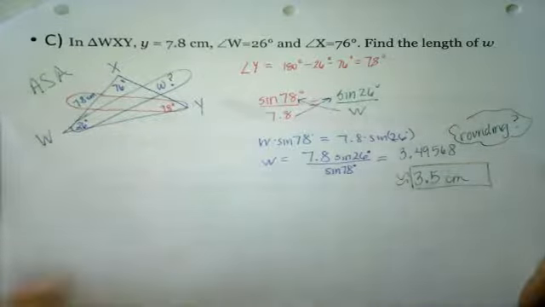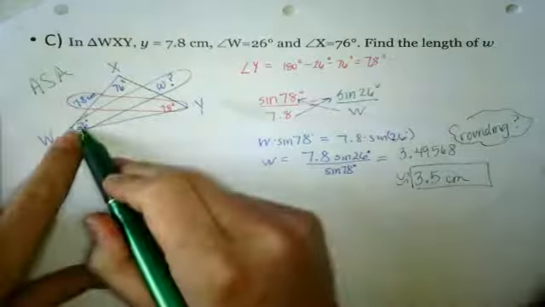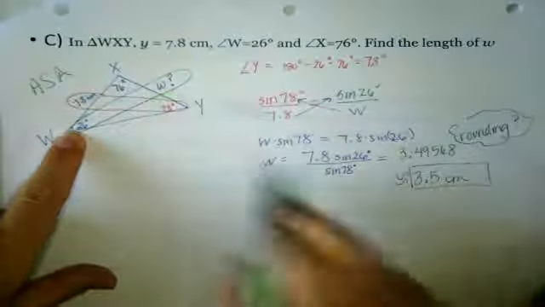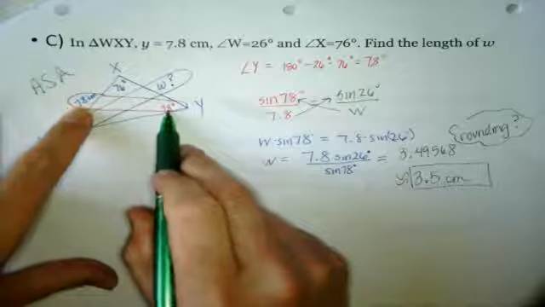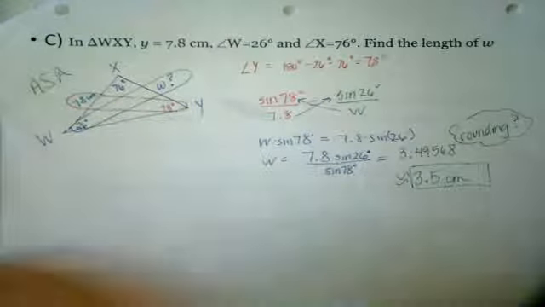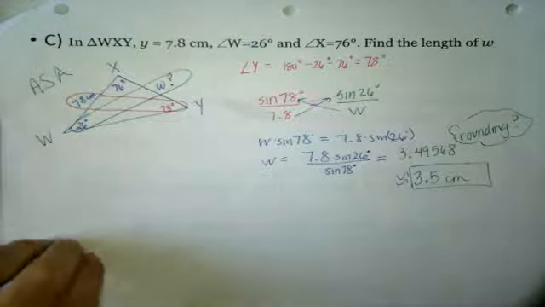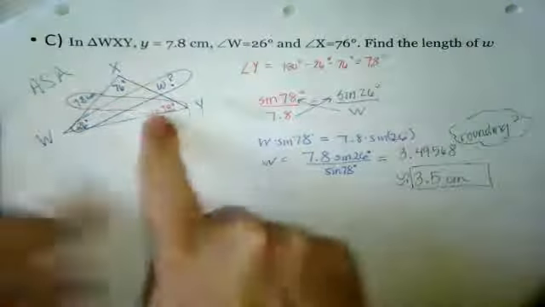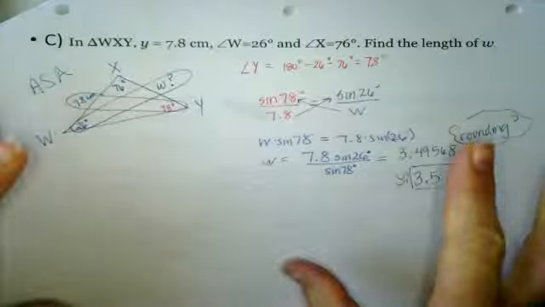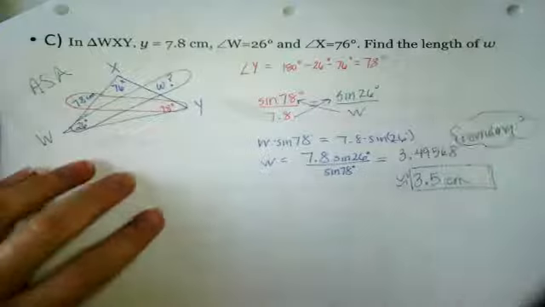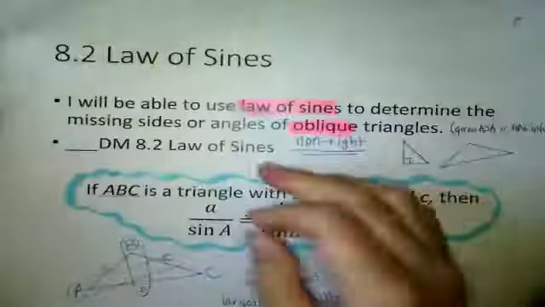Let's see, does it make sense? W was a very small angle, so I would expect a small side. 3.5 makes sense. It's much smaller than our 78-degree angle and the 7.8 side. So it does make sense. That seems right. Ladies and gentlemen, that's it. Law of sines is super easy. And now you can find the angles and sides of any triangle. So it basically renders SOHCAHTOA irrelevant. Hallelujah.